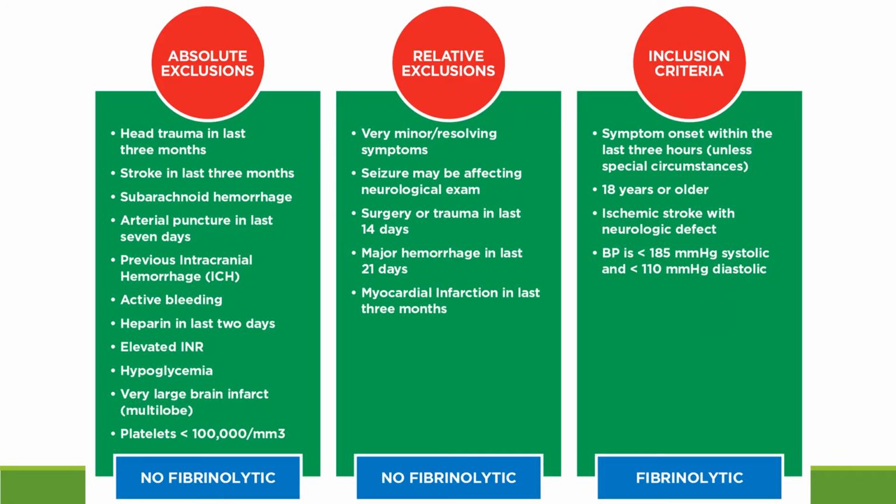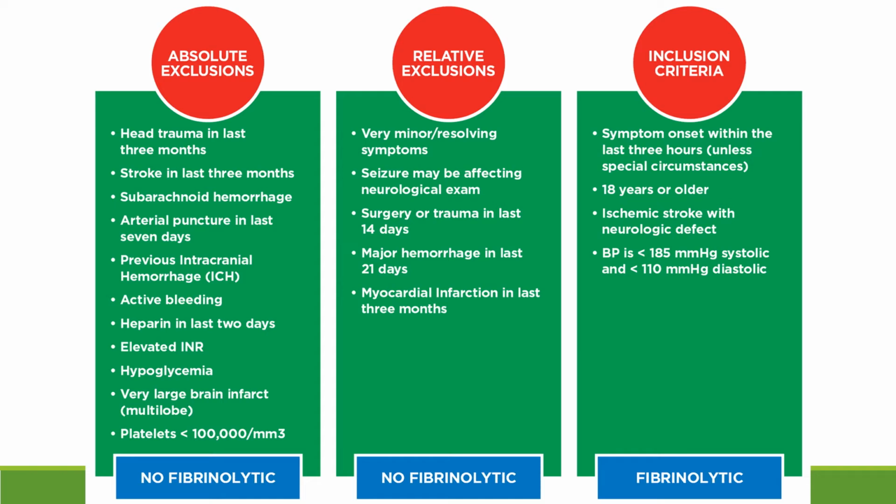So we have an absolute exclusion. So this is who cannot get TPA. And then we have all the way to inclusion therapy. So people who can get it, I'm going to read that part. They have symptom onset within the last 3 hours. They're 18 years or older. And they have had an ischemic stroke with neurological deficit.